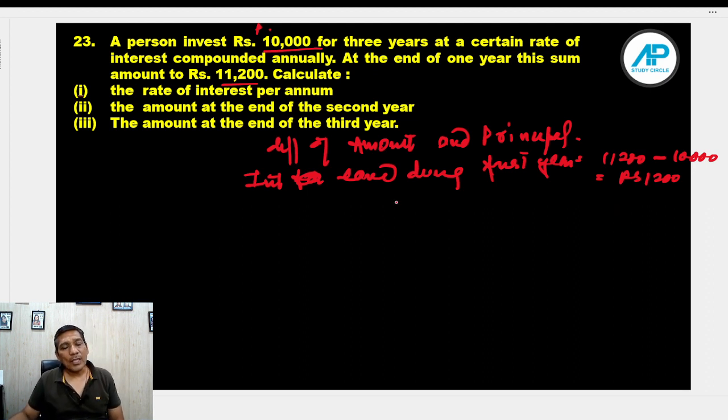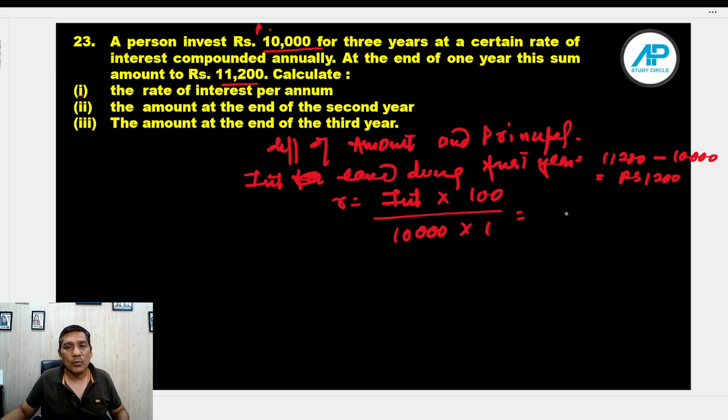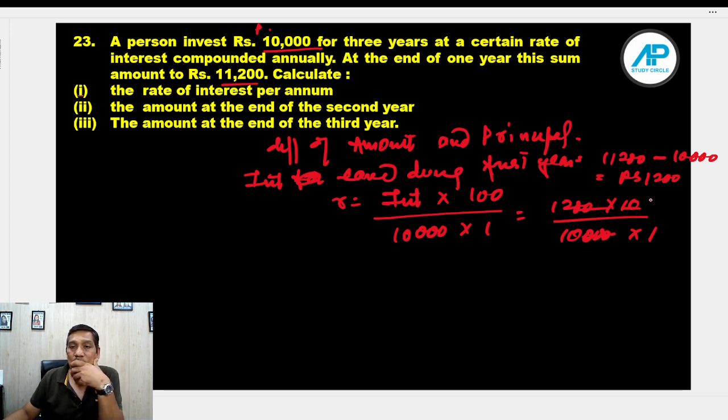Now you have to find the rate of interest. Rate of interest equals the interest into 100 upon the value on which the interest is being calculated, into time. Time is 1. So 1200 into 100 upon 10,000 into 1. You get the interest as 12%. I hope you understand the question, everyone. So I got the value of rate of interest as 12%.